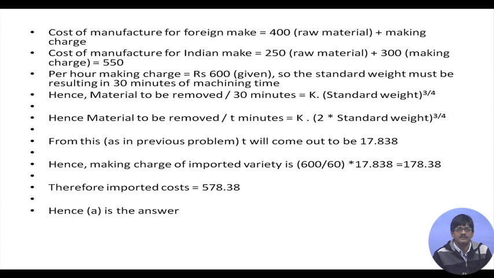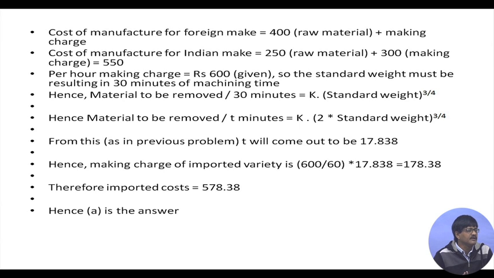First of all, we may notice that the cost of manufacture for the foreign make is equal to 400 rupees raw material plus making charge. What will be the making charge? The cost of manufacture for the Indian make is 250 rupees plus 300 rupees. This we had done orally just a few minutes back. So, 550 rupees is the Indian. So, the per hour making charge is equal to rupees 600. So, the standard weight must be resulting in 30 minutes of machining time.